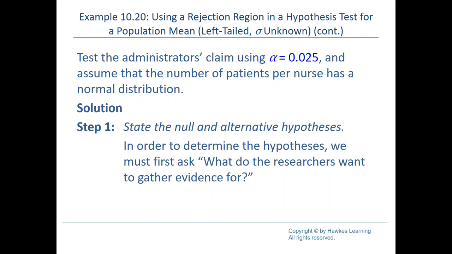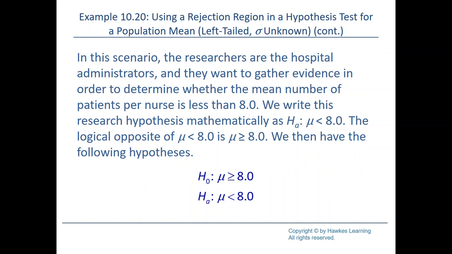So who is researching? Who's the person making the claim? Well, the administration staff is. So in this scenario, the researchers are the hospital administration. They're the ones who had to gather the evidence. They're the ones making the claim. And their claim is that the mean is actually less than 8. That is your research hypothesis, also known as your alternative hypothesis. To write that mathematically, you just use the mu symbol for mean and say less than 8.